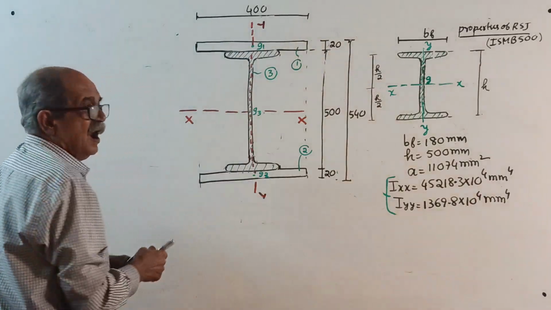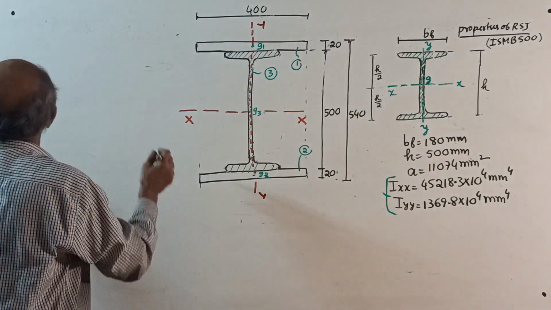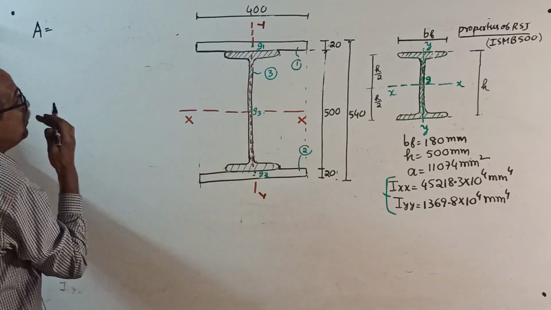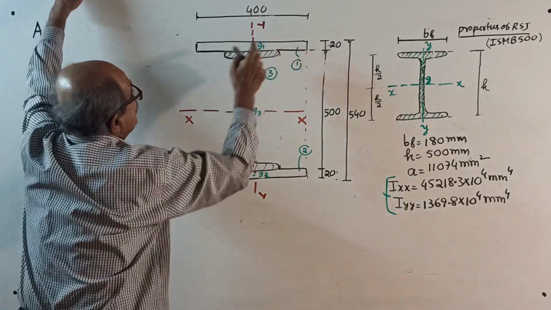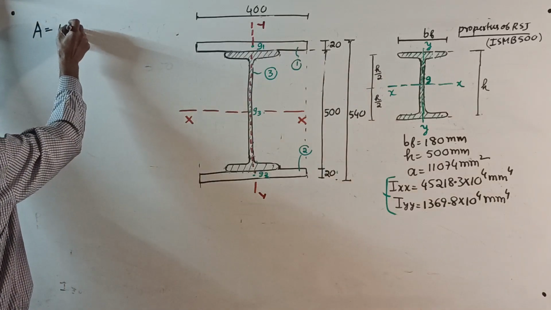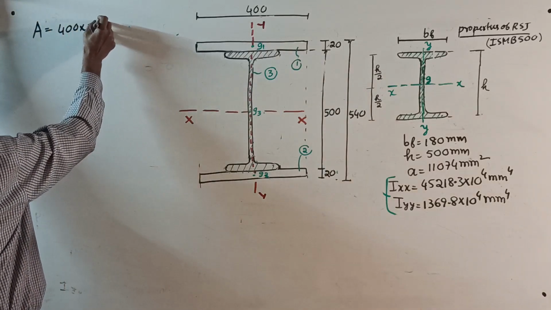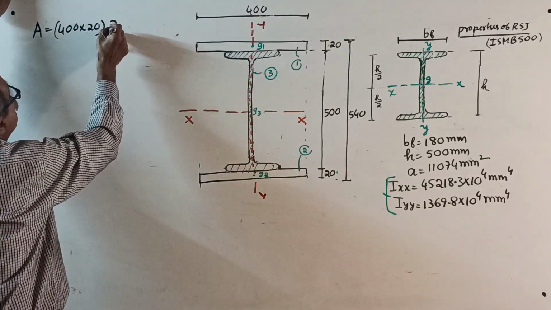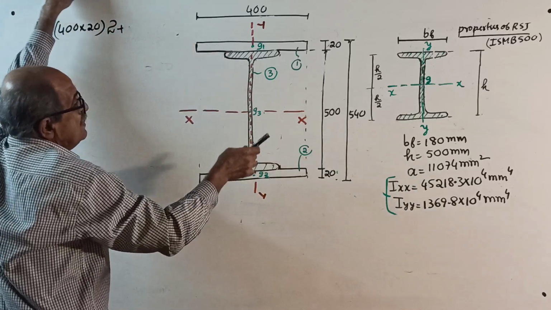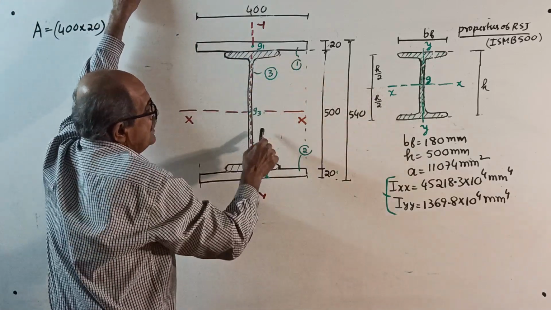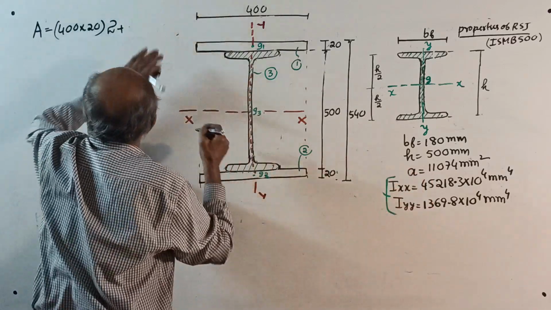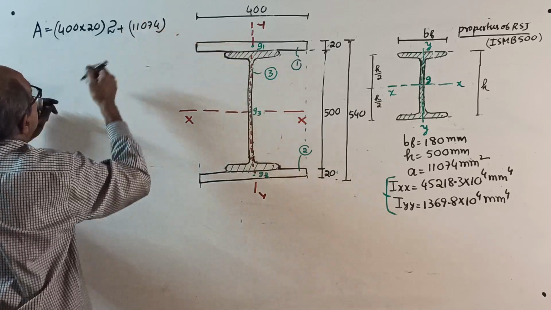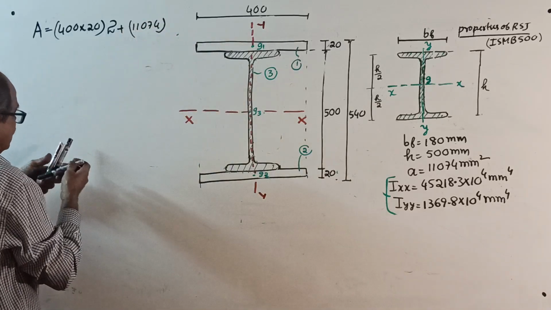Now, always make a practice first to find total area. Total area A is equal to the area of the plate, 400 into 20. There is an identical plate here, same, so multiply by 2, plus the area of this RSJ, which is 11074. 11074 is the area. I will write it here this time; next time I won't write.